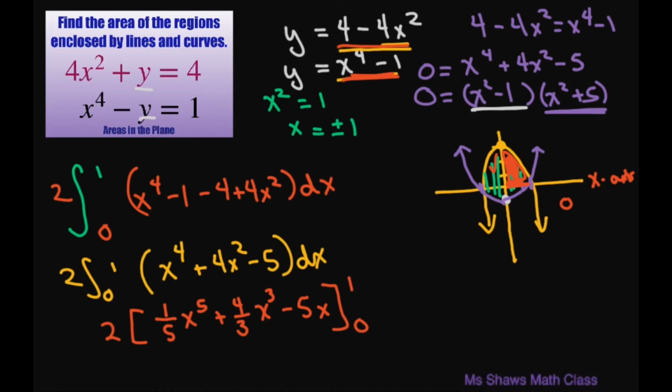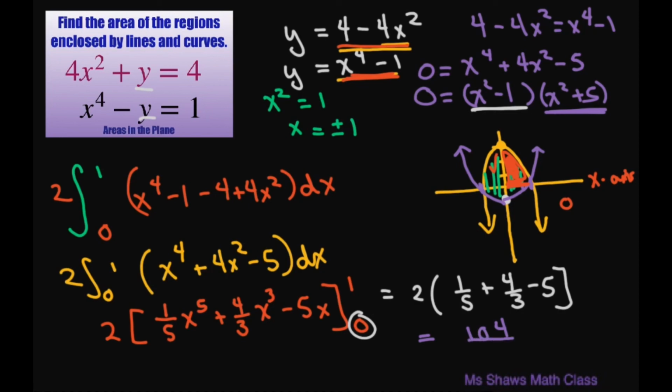So when you evaluate it, you're going to get 2 times 1/5 plus 4/3 minus 5. And we don't need to put the 0 in because that's just going to be a minus 0 there. And then when you put this in the calculator, this is going to be 104 divided by 15. Or you can write it as 6 and 14/15.